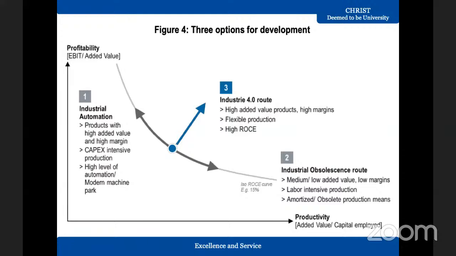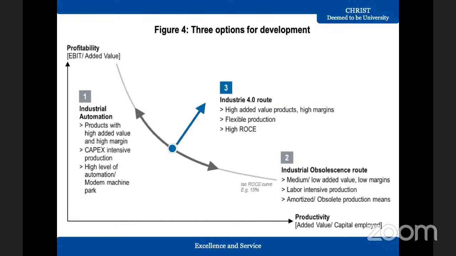One P is productivity in the x-axis. Another P is profitability in the y-axis. Why have I taken these two things? Any business in the world, business means profit. They want to earn profit. So if you want to enhance your profit, your productivity must be high.